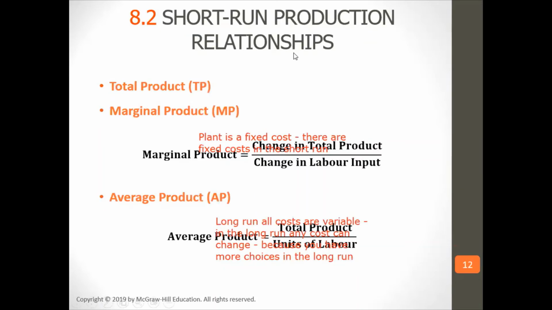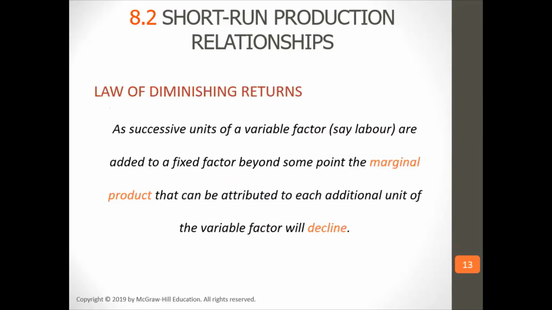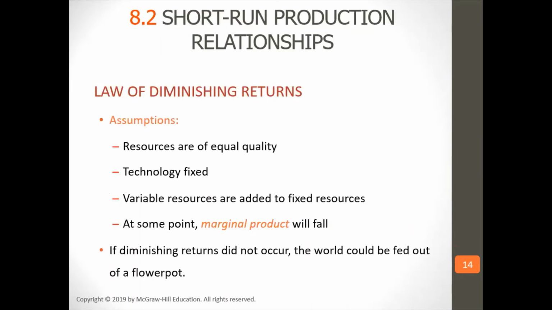And then, total product is just total product. Marginal product is change in total product divided by change in labor input. Average product is total product divided by units of labor. Law of diminishing returns: as successive units of a variable factor, say labor, are added to a fixed factor beyond some point, the marginal product that can be attributed to each additional unit of its variable factor will decline.